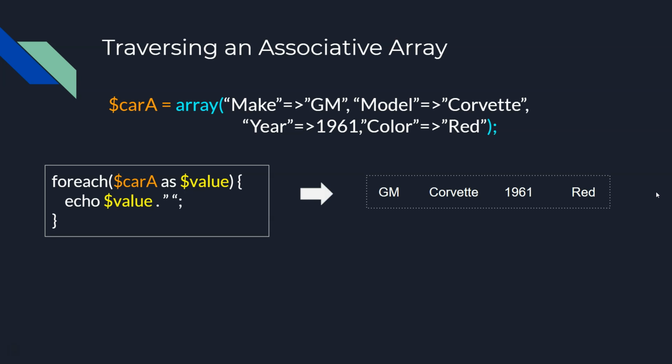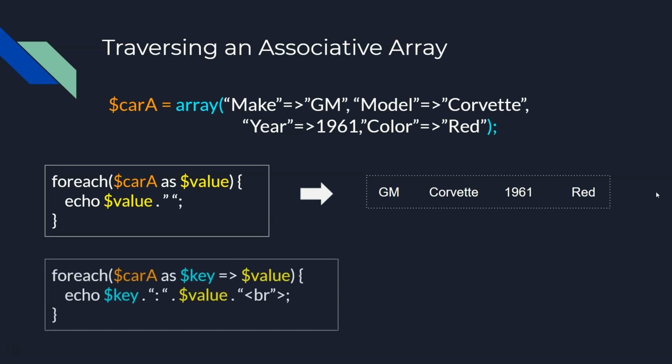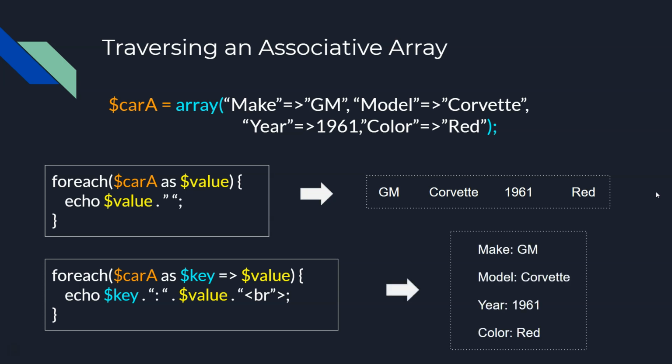If you are interested in both the keys and values, then you would just add that key to the second part of the function here. So car as key, and then the arrow to value. And that is exactly the same as how you declare an array with the key value pair, right? With the arrow in there. And then when you print it out, you have access to both the keys and the values. And again, the variables key and value are just by convention. You can call them whatever you want.